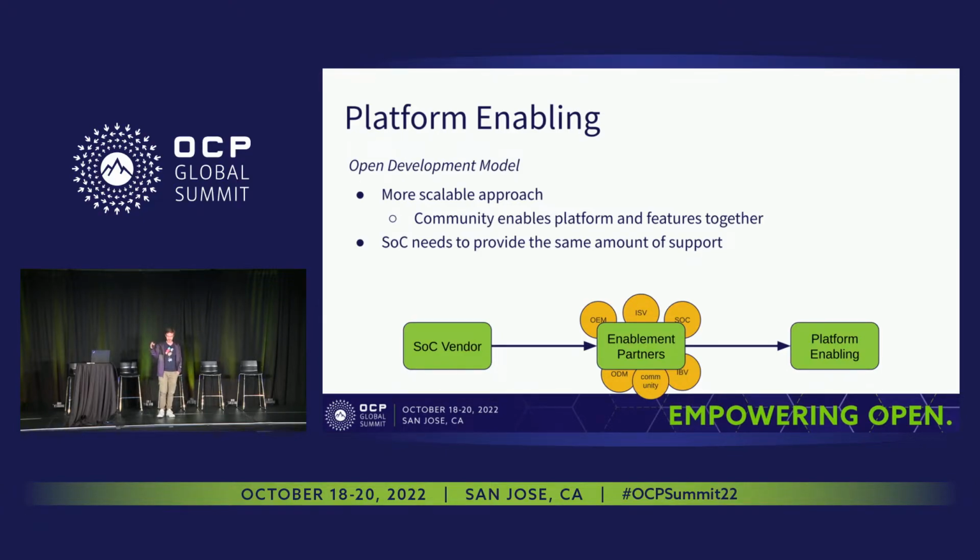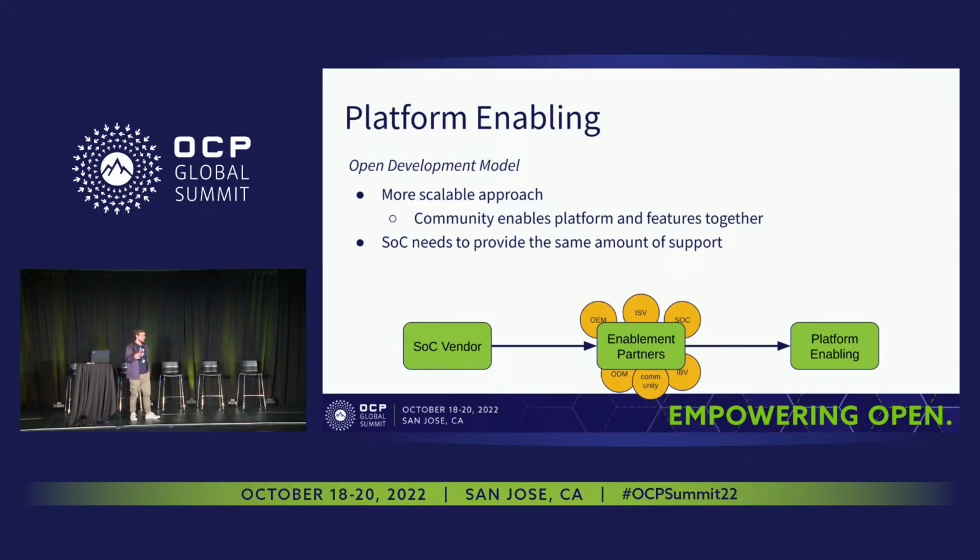And that includes OEMs and ODMs. That also includes the SoC vendors. That includes independent software vendors, independent BIOS vendors, and the community itself. And that means that these partners basically develop and enable platforms together and develop features together as part of, or as a community, let's say.